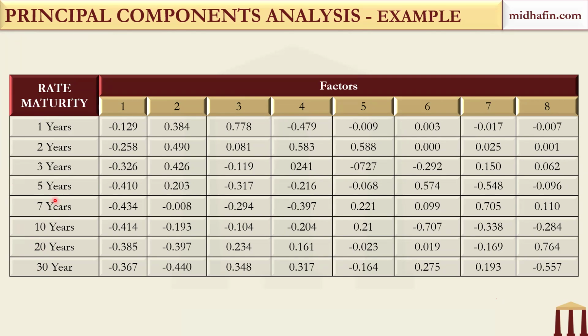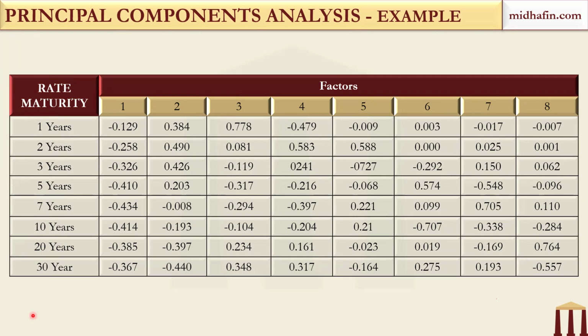Now, if you expect non-parallel shifts in the term structure and you're trying to hedge for these things, you will have to hedge for them separately. That means you will have to initiate 8 different hedges. Correct? When you have non-parallel shifts, combined hedging is not an option. So you'll have to hedge for 8 different risk factors.